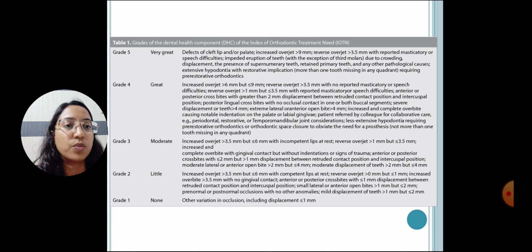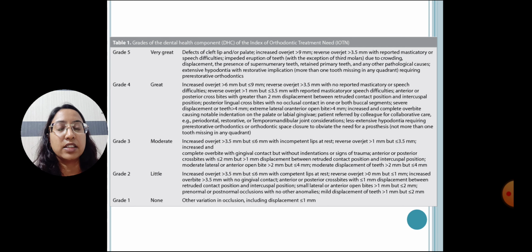Anterior or posterior crossbite with less than 1 mm displacement between retruded contact position and intercuspal position. Small lateral or anterior open bite greater than 1 mm but less than or equal to 2 mm. Prenormal or postnormal occlusions with no other anomalies. Mild displacement of teeth greater than 1 mm but less than or equal to 2 mm.